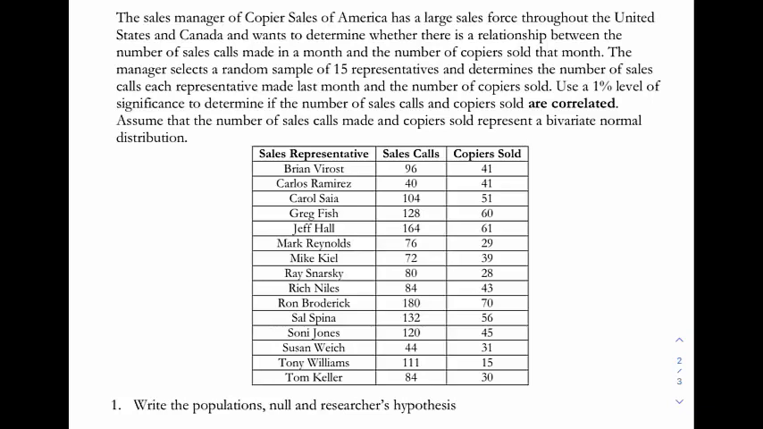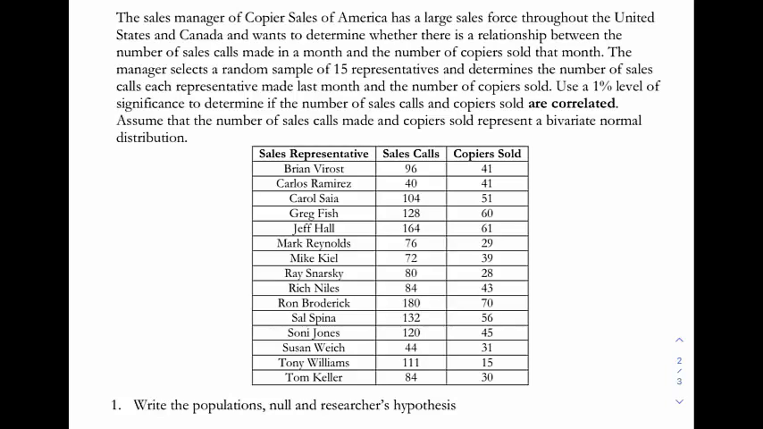This one says a sales manager of Copier Sales of America has a large number of sales throughout the United States and Canada and wants to determine whether there's a relationship between the number of sales made in a month and the number of copiers sold in that month. The manager selects a sample of 15 representatives and determines the number of sale calls each representative made last month and the number of copiers sold. Use a 1% level of significance to determine if the number of sale calls and copiers sold are correlated, and assume that the number of sales calls made and copiers sold represents the bivariate normal distribution.